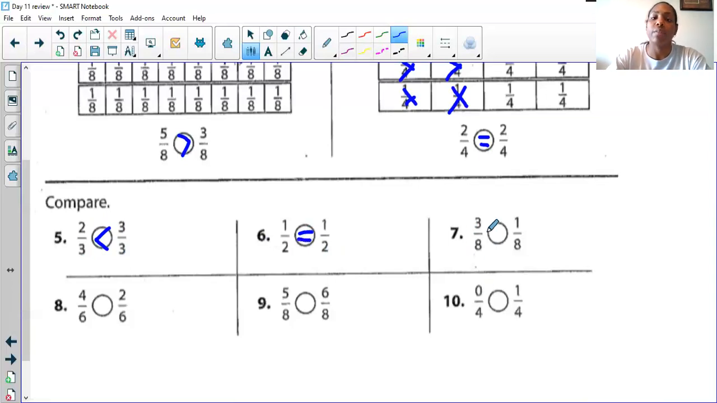Take a look at number 7, 3/8 and 1/8. Now remember, we're taking away the denominators. Go ahead and look at the numerators. Which number is greater, 3 or 1? That is correct. 3 is greater. Now at this time, I'm going to pause the video. Now I want you to go ahead and complete the remainder of this page.